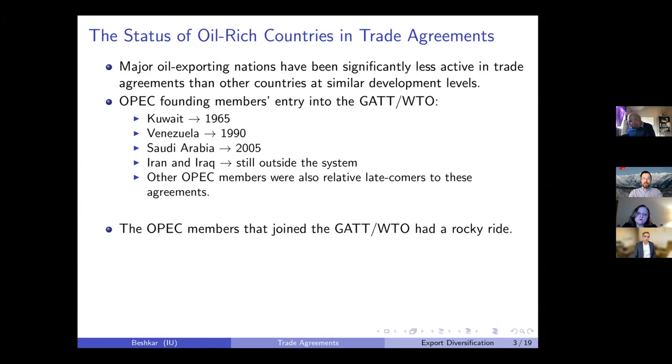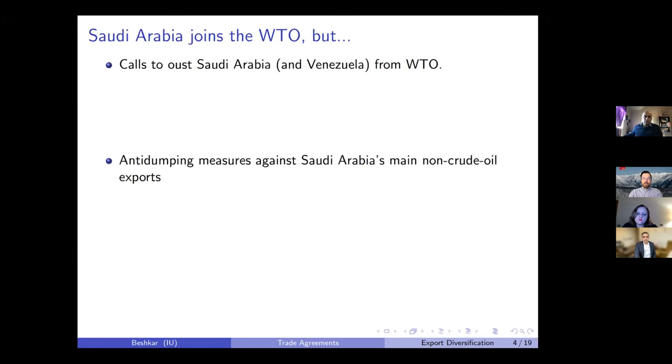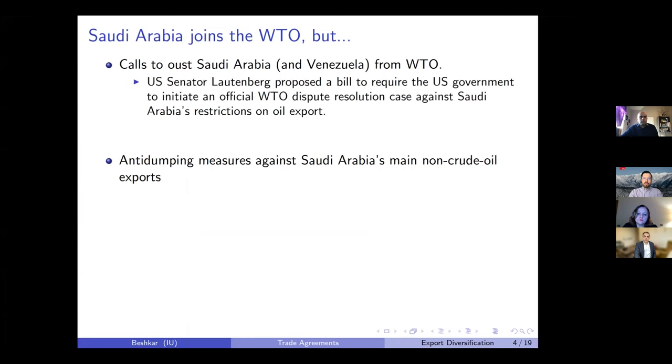And those OPEC members that joined the GATT and the WTO had a very difficult time. For example, Saudi Arabia finally joined the WTO, but as soon as it joined, there were calls to oust Saudi Arabia and Venezuela, in fact, from the WTO. And these calls were from the US. And there were many anti-dumping measures imposed against Saudi Arabia that I will explain a little bit.